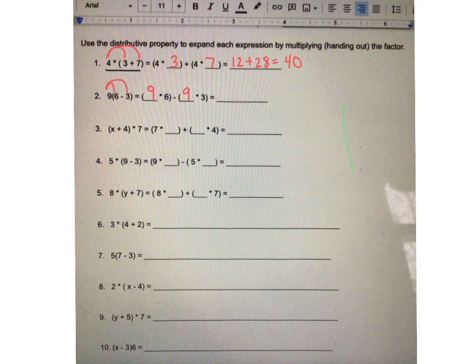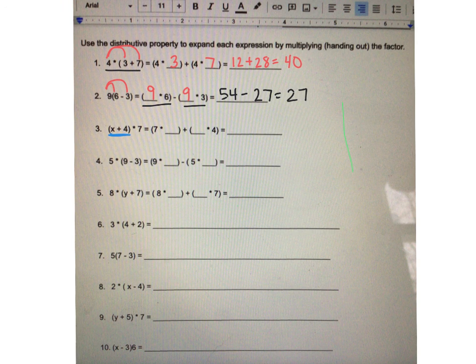Okay, however, let's look at it and see that 9 times 6 is 54. 9 times 3 is 27. And when I subtract, I still get my answer of 27. Now it gets a little bit more complicated. We put a variable in here. So I can't add x plus 4. I don't know how much x equals.